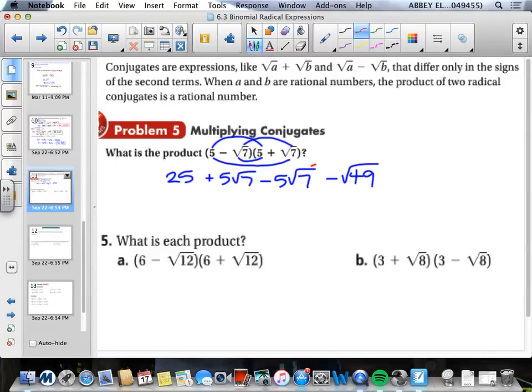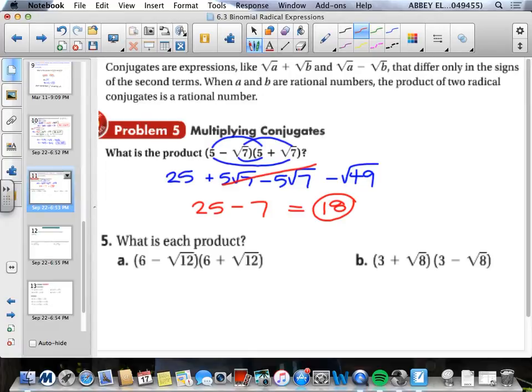It cancels out, right? So my 5 square roots of 7 minus 5 square roots of 7 goes away. And I am left with no radical really to tend to. Because what is the square root of 49? Right, 7. So as long as I have my minus sign there, I can simplify this down. 25 minus 7 gives me 18. Okay. So with conjugates, I get a real rational number. Okay? That's why these are worth noting here.